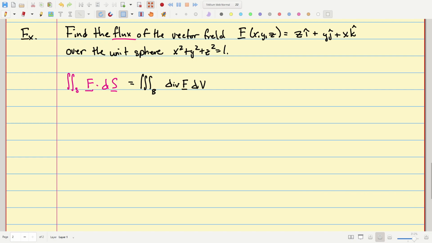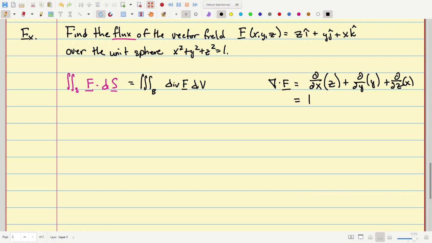Okay, back to this problem. We want to look at what's going on here. We want to figure out the integral of the divergence here. In order to do that, we should compute the divergence. And we have the derivative of z with respect to x plus the derivative of y with respect to y plus the derivative of x with respect to z, and we get a really easy value for the divergence.